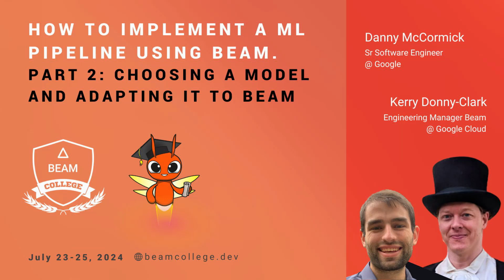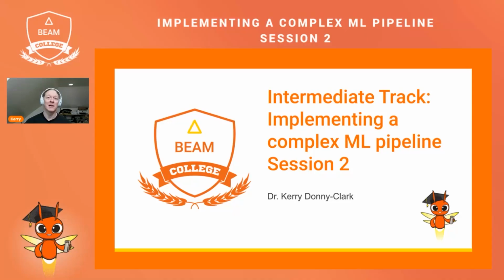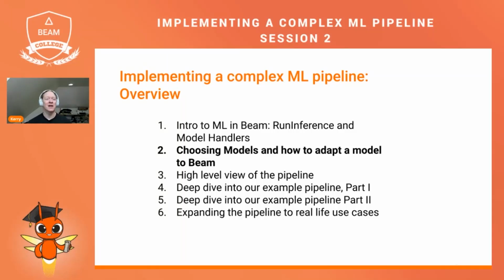Hello, welcome back to the Apache Beam College Intermediate Track, implementing a complex ML pipeline. This is session 2. Last time in session 1, we had an introduction to Beam and the RunInference transform and the model handler class that provides the main argument to the RunInference transform. Today in session 2, we're going to talk about how to choose a model for a task and how to adapt that model to Beam.